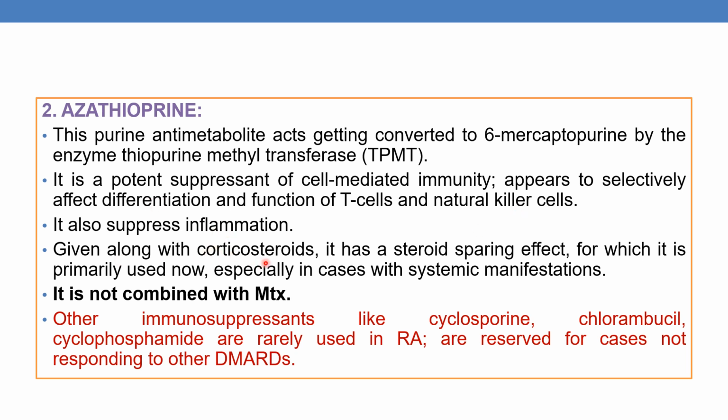Given along with corticosteroids, azathioprine has a steroid-sparing effect, for which it is primarily used now, especially in cases with systemic manifestation. Azathioprine is not combined with methotrexate. Other immunosuppressants like cyclosporin, chlorambucil, cyclophosphamide are rarely used in rheumatoid arthritis and are reserved for cases not responding to other DMARDs.